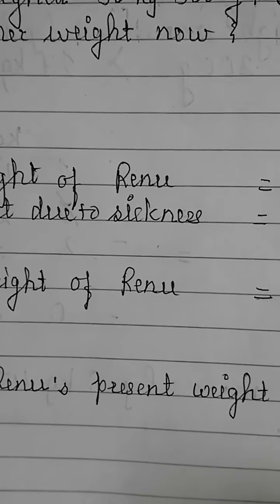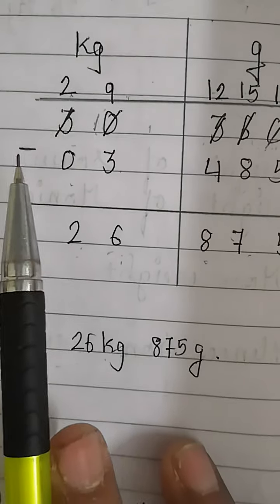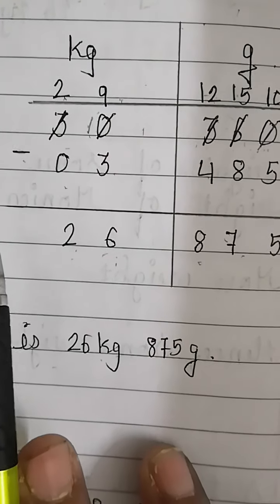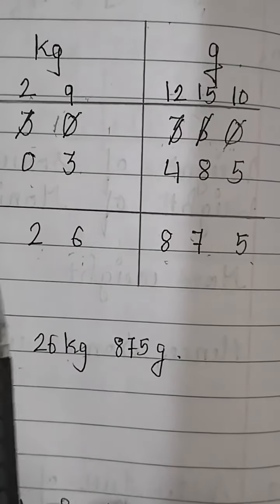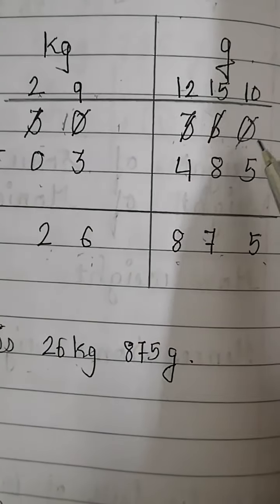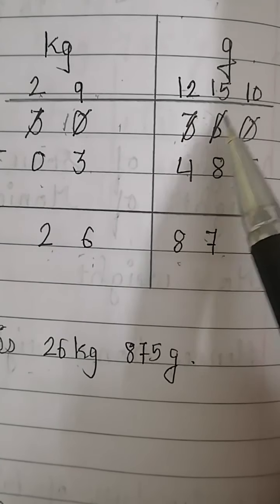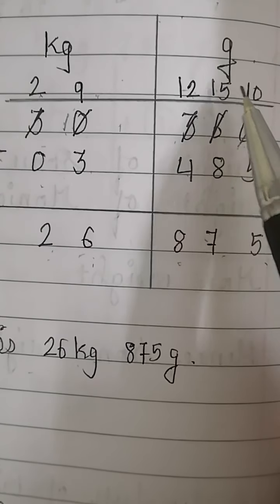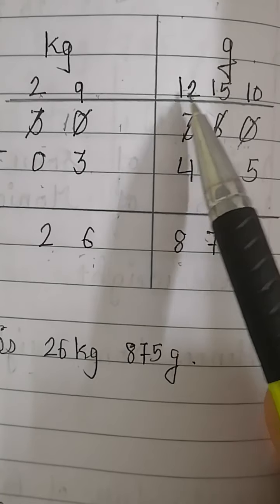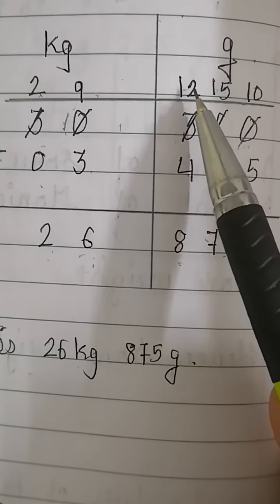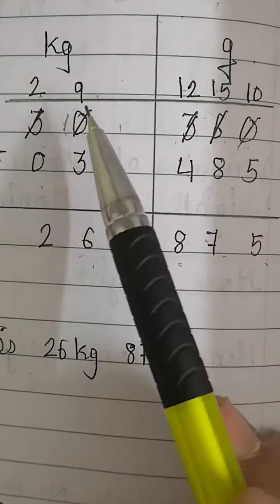Total weight of Renu given to us is 30 kilogram, 360 gram. From this we will subtract whatever weight she has lost due to sickness. It is 3 kilogram, 485 gram. So let's subtract the grams first. 0 minus 5 is possible? No. So we will borrow 1 from the next digit. 6 gave here 1. So what will remain with 6? 5. 5 minus 8 is possible? No. So we will again borrow 1 from the next digit. 3 gave here 1. What will remain with 3? 2. 2 minus 4 is possible? No. We'll again borrow 1 from the next digit.